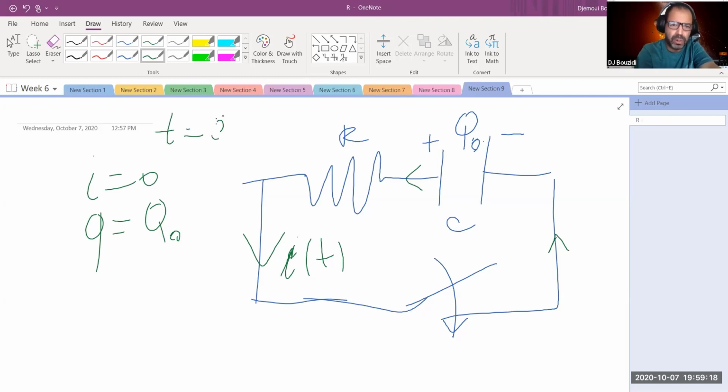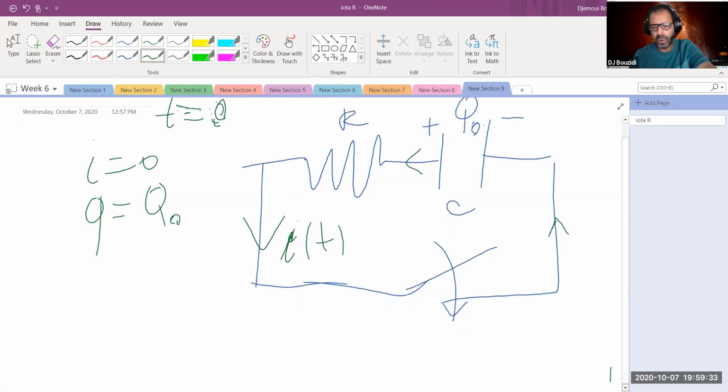In the future, Q will not be equal to Q naught. It's going to be less, actually, than Q naught. And the current will be something that is draining the charge from the capacitor. So this is basically, in a nutshell, what the physics look like.